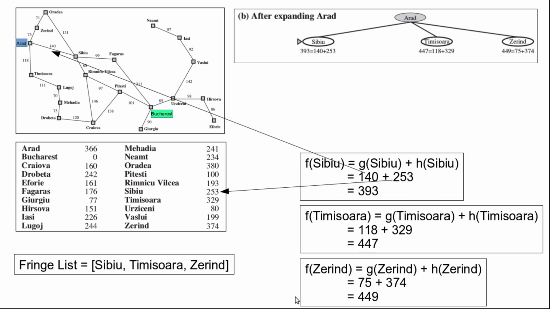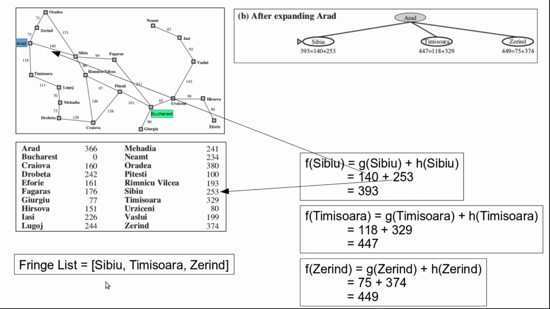And when we compare the F values of these three nodes, we see that Sibiu has the lowest F value. So Sibiu will be put into the fringe list at the start, followed by Timisoara and Zerind. So this is a priority queue ordered on the F value. Whichever node has the lowest F value will be put at the front of the list.